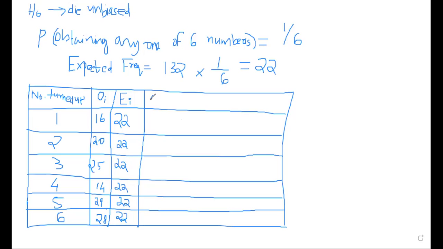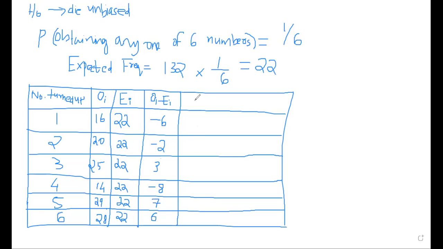Then the next thing is you have to calculate OI minus EI. What is the difference? 16 minus 22 is minus 6. Then 20 minus 22 is minus 2. Then 25 minus 22 is 3. Then 14 minus 22 is minus 8. Then 29 minus 22 is 7. Then 28 minus 22 is 6.